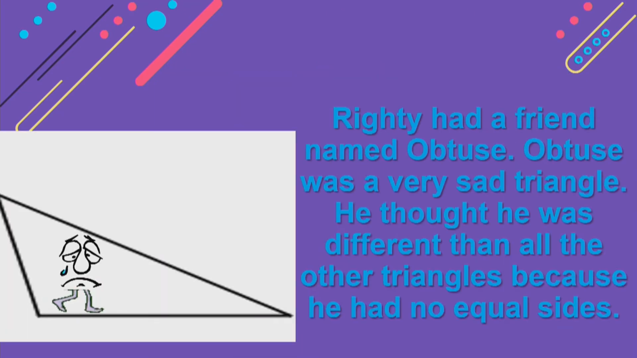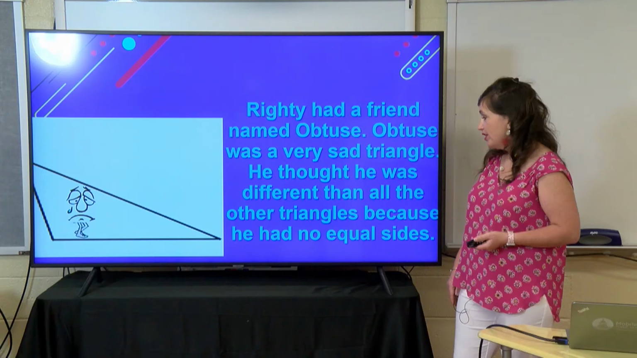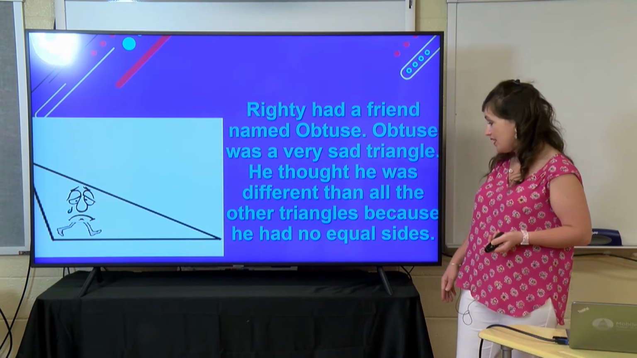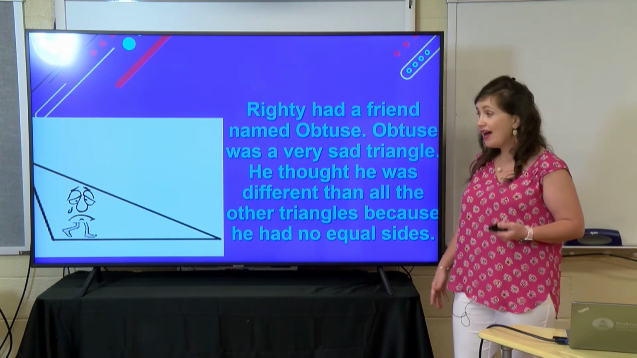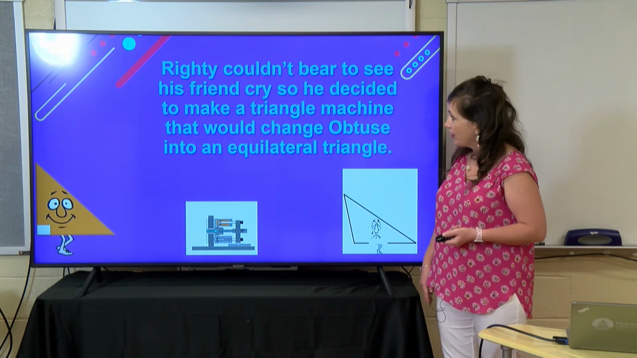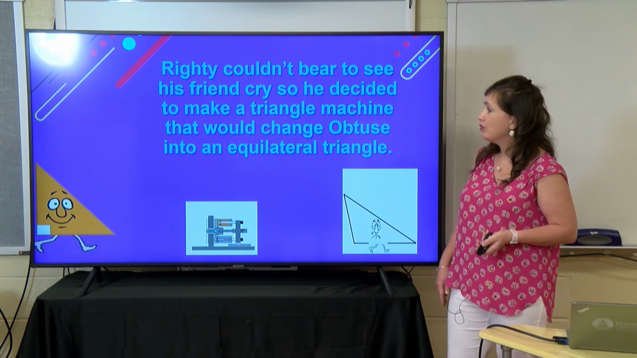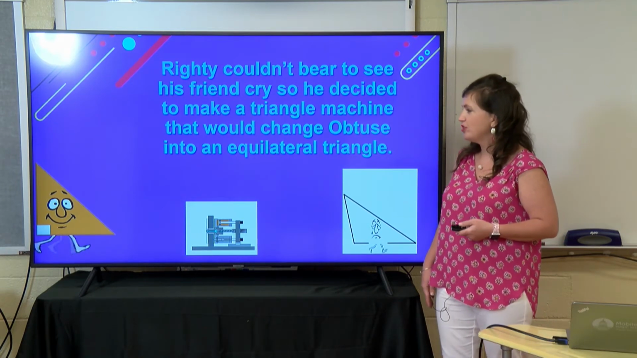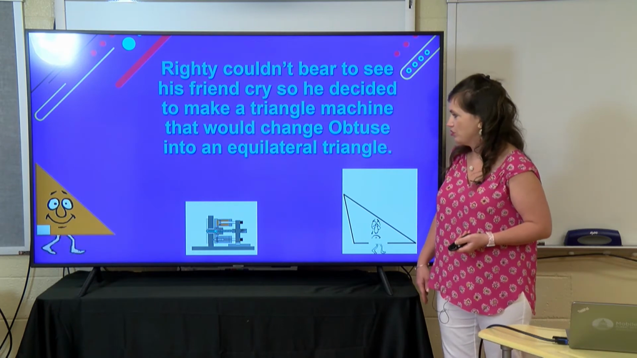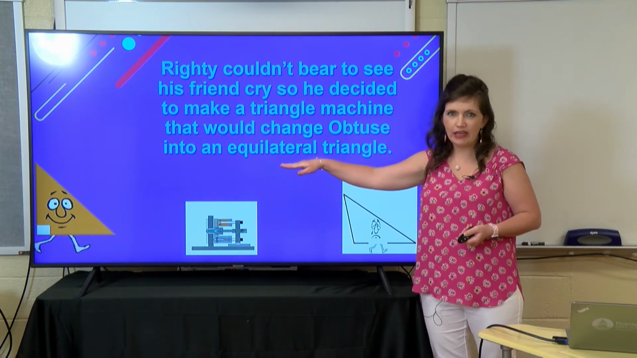Righty had a friend named Obtuse. Obtuse was a very sad triangle. He thought he was different than all the other triangles because he had no equal sides. Righty couldn't bear to see his friend cry, so he decided to make a triangle machine that would change Obtuse into an equilateral triangle. That's a big word, equilateral.